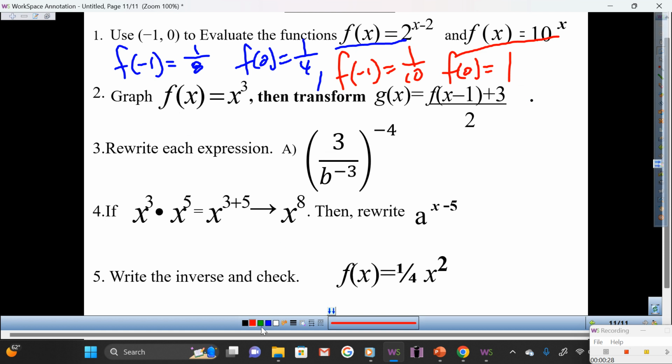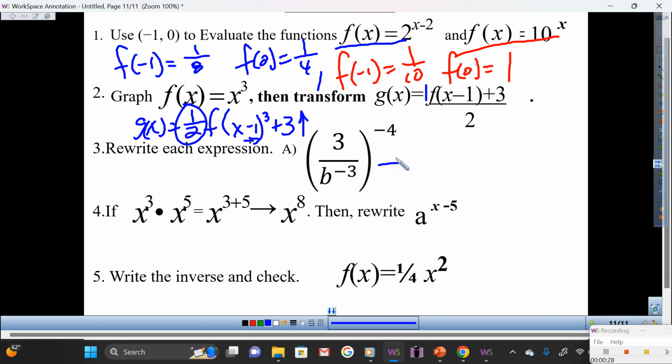Number 2, we need to rewrite the transformation by putting a 1 there, so we end up with g of x equals 1/2 f of x minus 1 cubed plus 3. And of course, we know that this one shrinks it or compresses it. We move 1 to the right and 3 up.